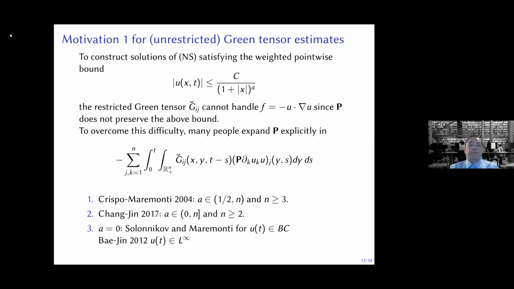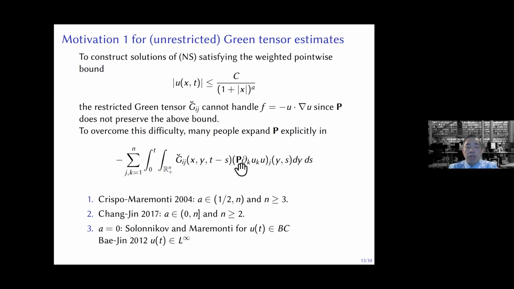So now I explain our motivation. Motivation for the unrestricted Green tensor. So first, to construct solutions satisfying the weighted pointwise bound, we cannot use the Solonnikov tensor because this F is not divergence free. So what people did was that you look at the nonlinearity, which is P partial k u k u. They use the explicit formula of the Helmholtz projection and expand this into many terms, and then they estimate each term.